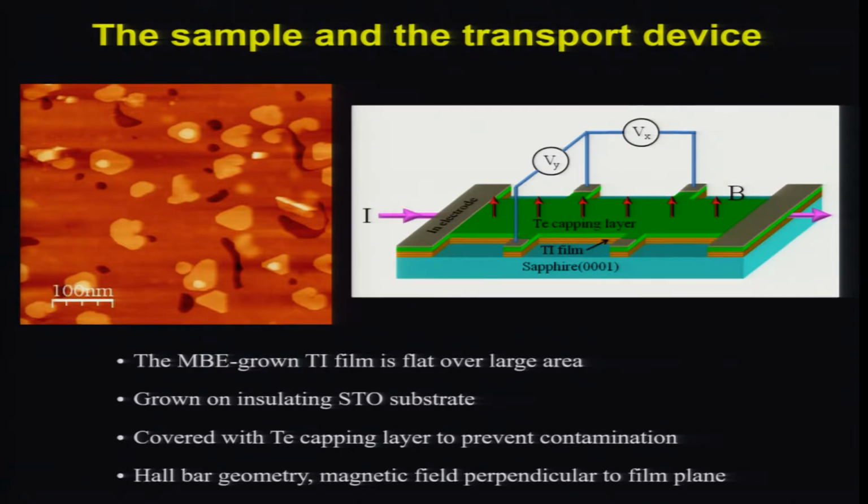So this is a typical surface morphology of such a thin film. It could be very clean in a very small area, but over a large area, we will see these small islands or dips of about 1 nanometer. It's a unit cell of the topological insulator. We grow the thin film on an insulating substrate, such as sapphire or STO, so there's no conduction from elsewhere. We cover the film with a capping layer to protect it against contamination from the air. Then we cut the sample into a Hall bar geometry and do the transport measurement of the Hall resistance and the longitudinal resistance.